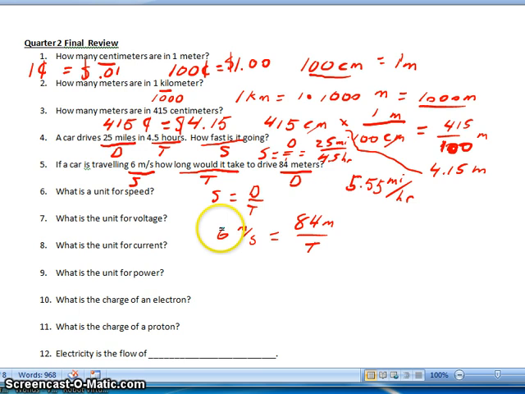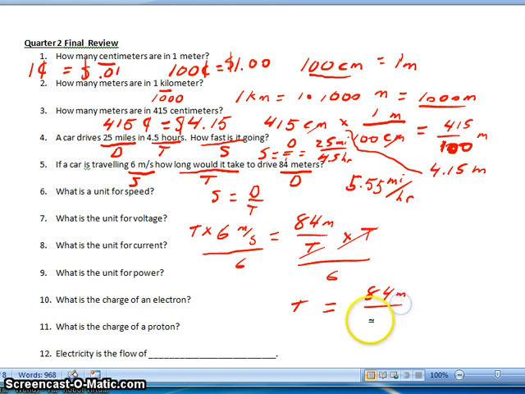So here's our first algebra equation. How do we get time by itself? Right now it's on the bottom of a fraction, so we multiply both sides by time. The time cancels out over here, and now we have time times 6 meters per second is 84 meters. We have to undo the times 6 by dividing both sides by 6, and we end up with time is equal to 84 meters divided by 6 meters per second.